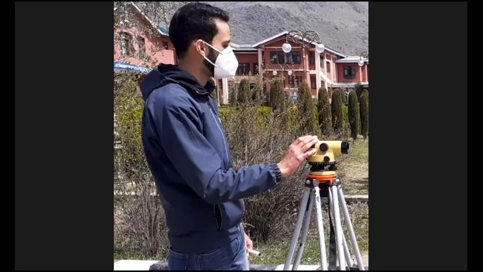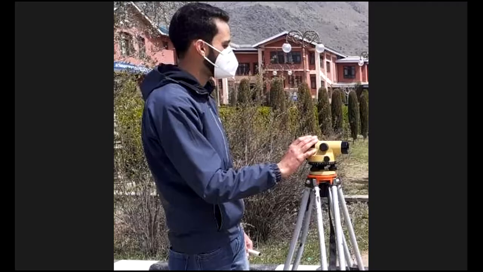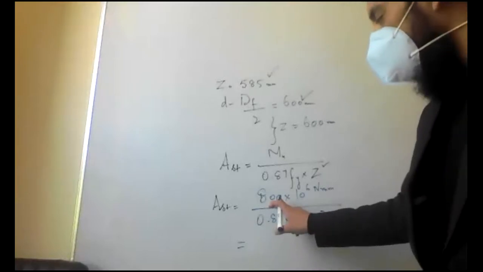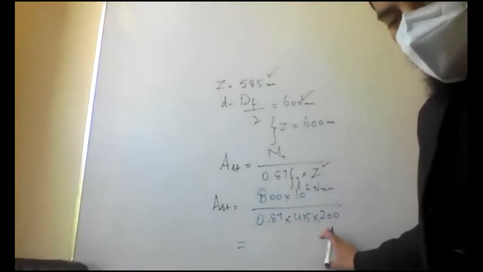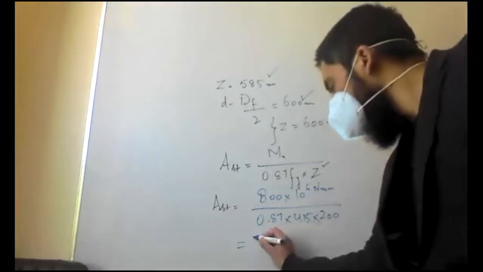Am I audible? Please continue. So how much is coming for the value of AST? Sir, is that 600 or 200? It's 10 raised power 6, because this is in kilonewton meter. Z, Z is 200. Continue.